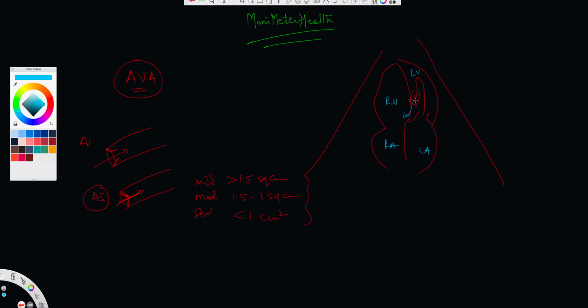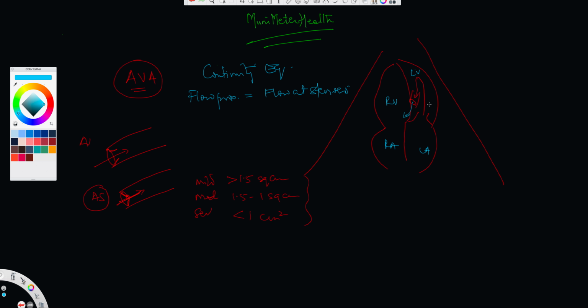And all of this is incorporated in an equation called the continuity equation. The continuity equation is based on the principle that the flow proximal to the stenosis, proximal to the aortic valve, which is just here in the left ventricular outflow tract, is equal to the flow at the stenosis. That means at the valve. Okay, so flow proximal to the stenosis.